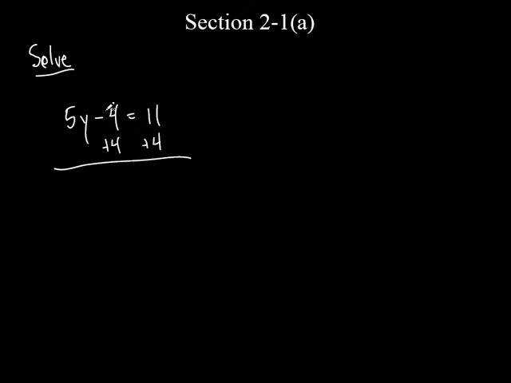So you add a 4 to both sides. What happens here? That cancels out, and that's 5y equals 15. Now you look at this. How do you get rid of this coefficient? Well, what is that 5 doing to the y? It's multiplying. So what's the opposite of multiplying? We divide. So we divide by 5.